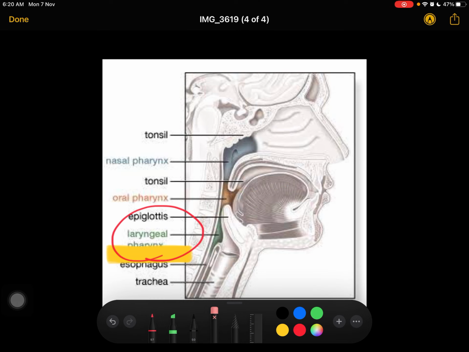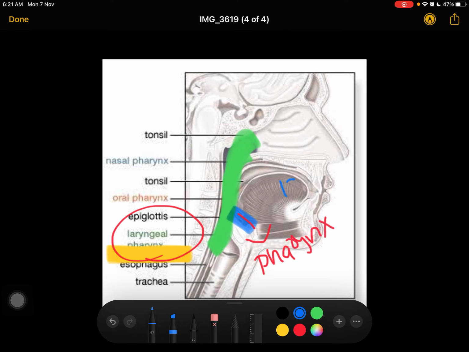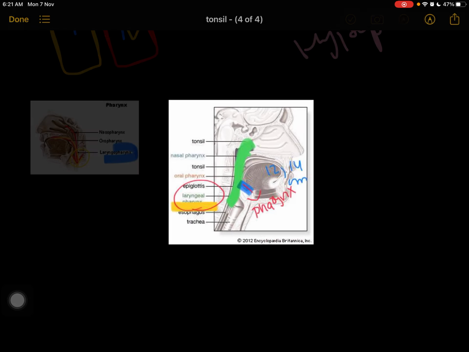Let me tell you one thing, you can see over here this nasal cavity and this oral pharynx, and this is your pharynx, right? And it is 12 to 14 centimeter long. So I hope this is clear to you.